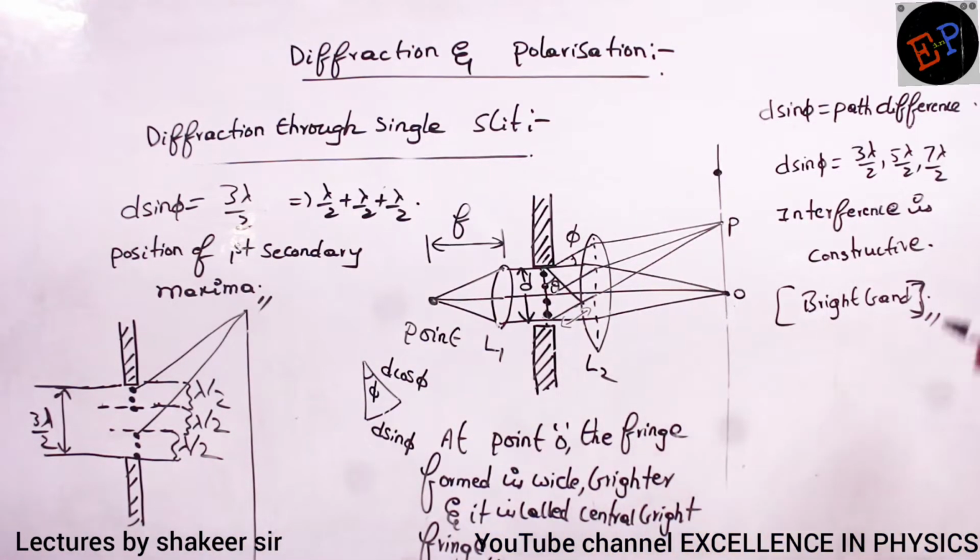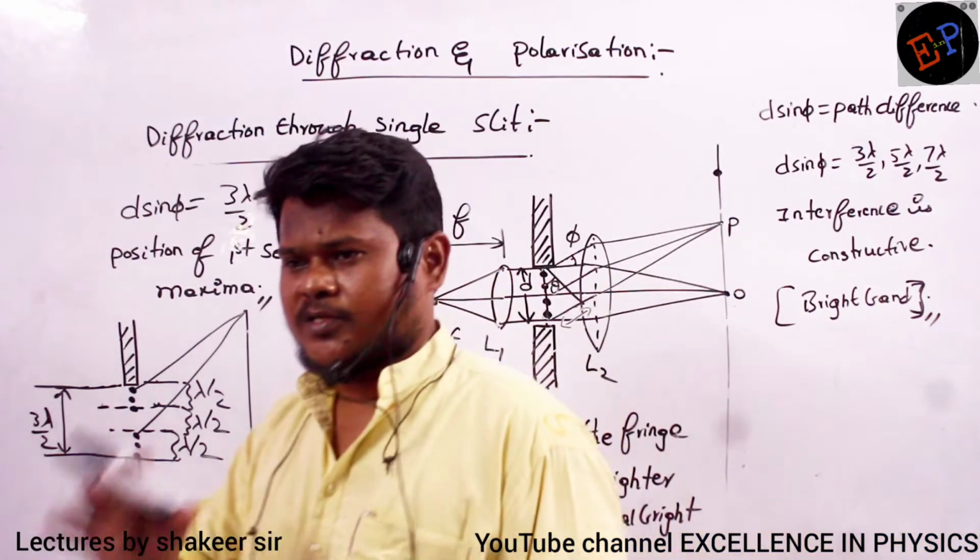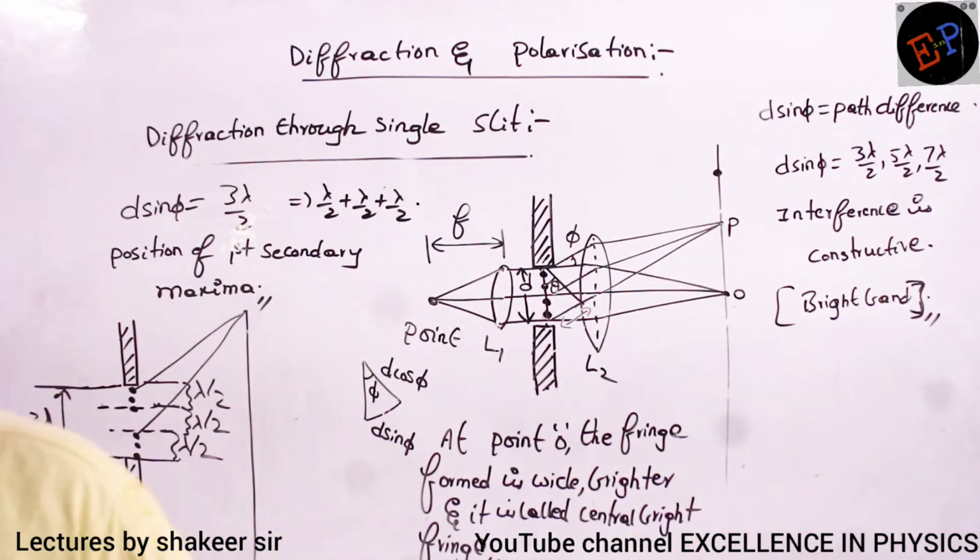So therefore, at 3 lambda by 2, 5 lambda by 2, 7 lambda by 2, I will see constructive interference. Actually, in YDSE, they should interfere destructively, no? 3 lambda by 2 means what? 1 lambda by 2 is extra. Clear, no? 1 lambda by 2 extra means a trough and crest should superpose and we should get destructive interference. But here it is constructive. Are you able to understand?